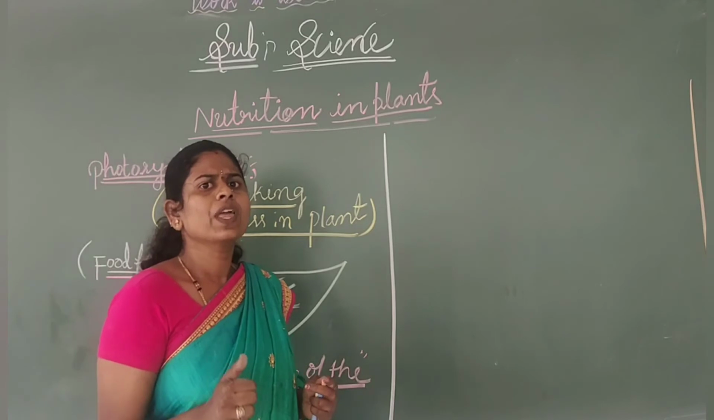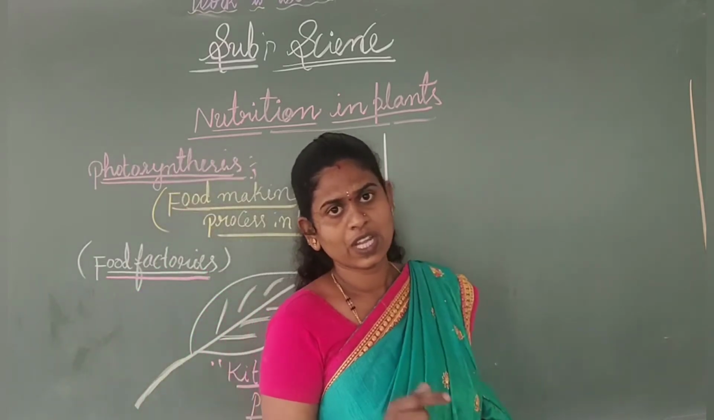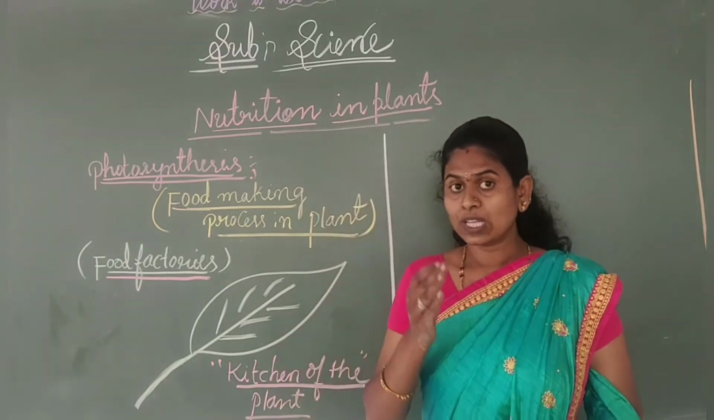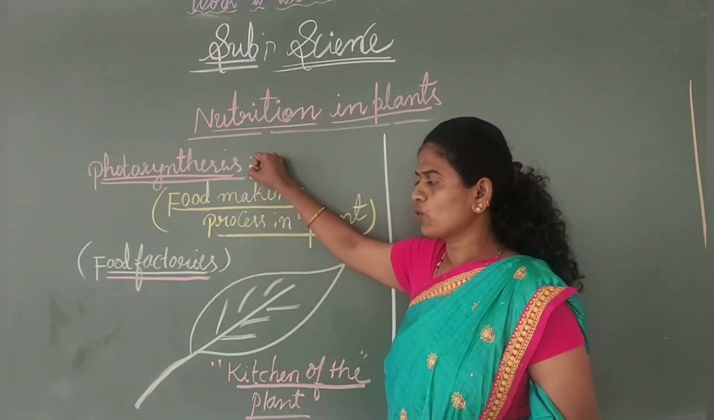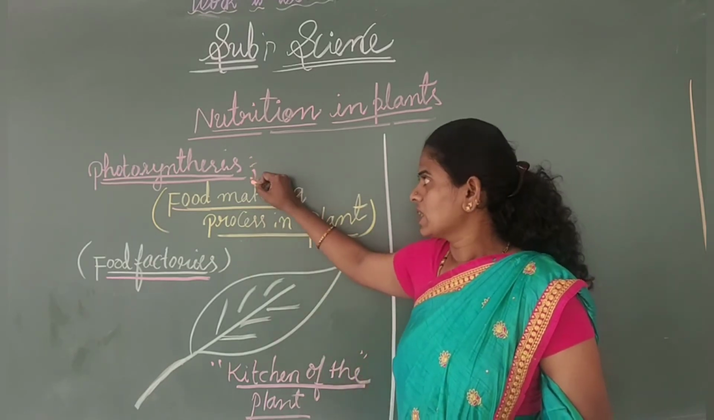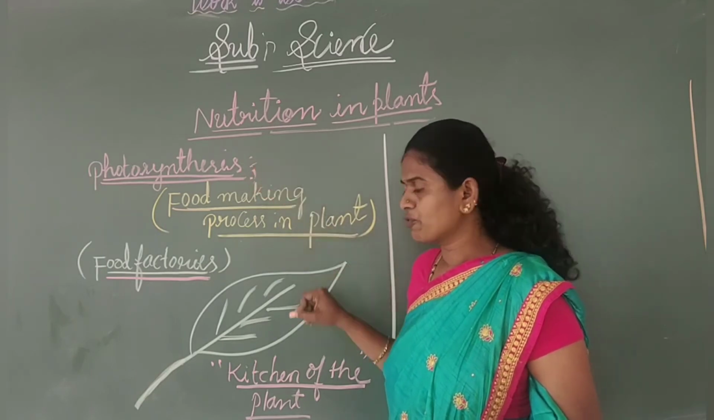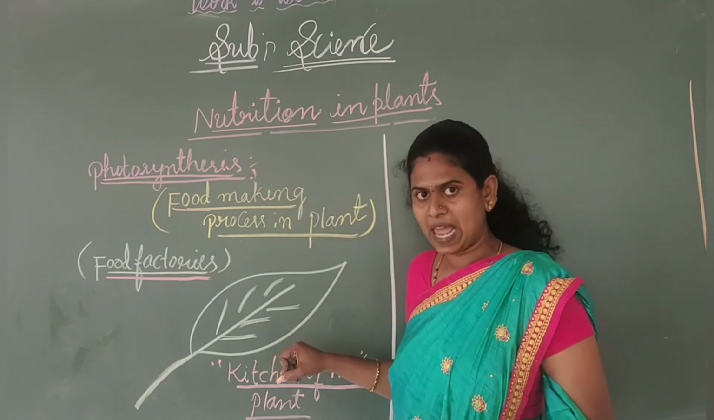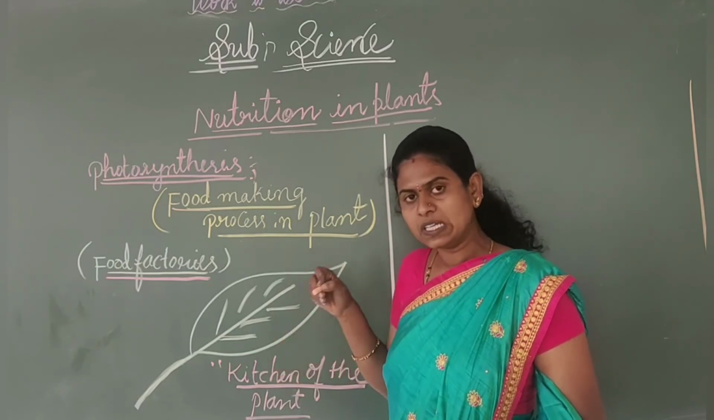But how have they prepared their own food? How will they prepare their own food? That is very important, right? So that food is prepared in the plants by the process called photosynthesis. By using the process called photosynthesis, the food is prepared by the plants. How does it take place? What materials are required?